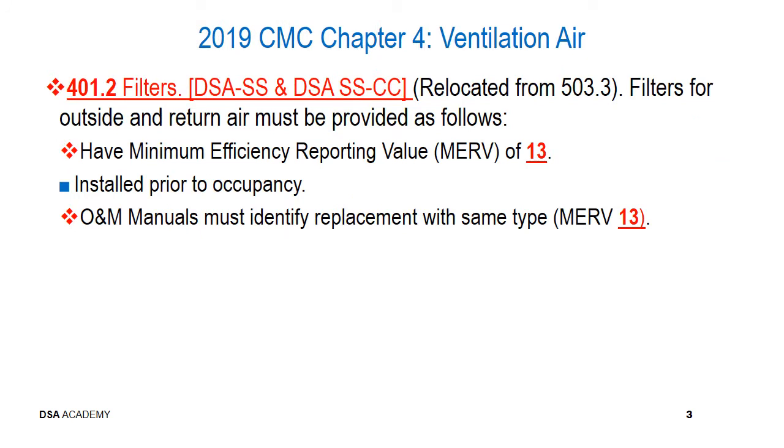In Chapter 4, dealing with ventilation air, 401.2 with respect to filters, and this is a specific DSA SS and DSA SS/CC amendment, and this was relocated from 503.3. Filters for the outside and return air must be provided as follows. They need to have a minimum efficiency reporting value, or a MERV rating, of 13. Previously this was 8. Similarly, installed prior to occupancy, the O&M manuals, the owner's and maintenance manuals, must identify replacement with the same type of a MERV 13. Again, that used to be 8.